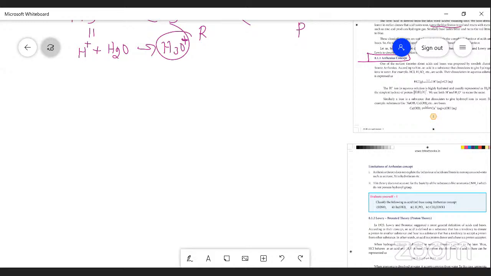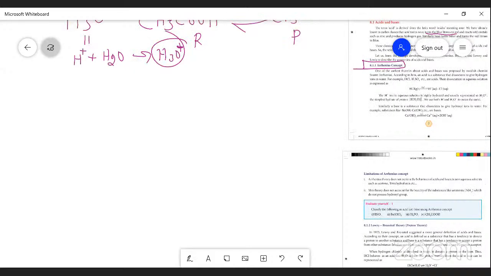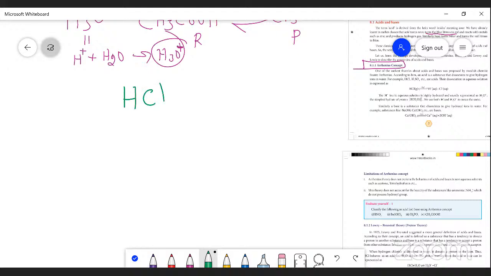Any substance that furnishes H plus ion in water, for example HCl. HCl in aqueous form releases the H plus ion to water. What happens to the water? It becomes H3O plus. As I said earlier, it will form a hydronium ion, H3O plus, and then Cl minus.